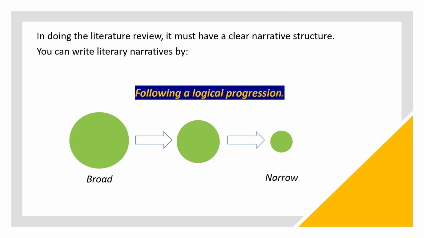In doing also the literature review, you must have a clear narrative structure. So you can write the literary narratives by following these different styles. The first one is by following a logical progression. So what do we mean by following a logical progression?